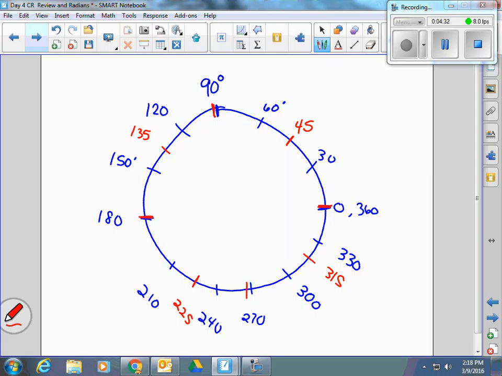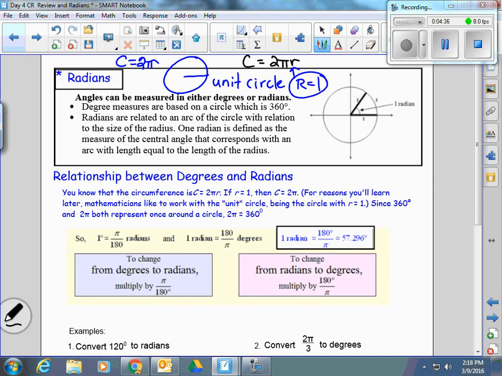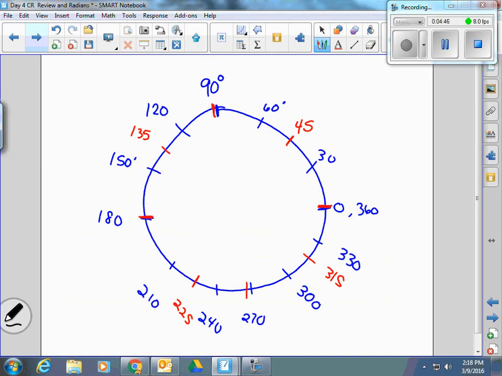Are we good? Okay, then what I just told you back over here is that if we're dealing with a unit circle, we have circumference, and my radius is 1, so my circumference is going to be 2 pi. So if I'm looking at this picture, and I start here and I go all the way around, what would be this number?